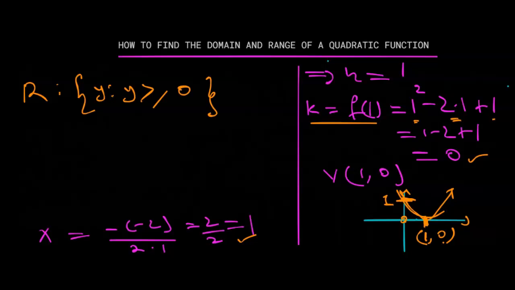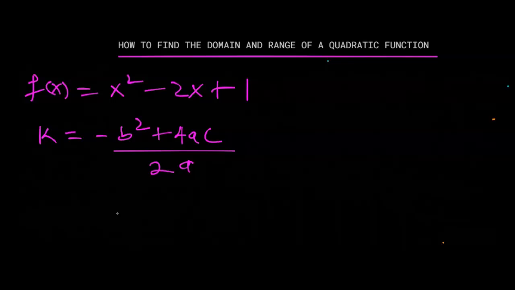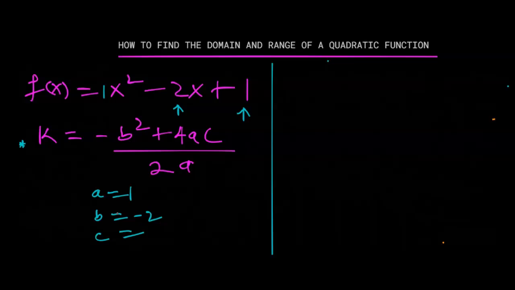And that's it. Another way by which we can find our k is to use this formula, that k is always equal to minus b squared plus 4ac all over 2a. And our a is equal to 1 here. Our b is equal to minus 2 there. And then the c is equal to 1 here. And so in this example, we calculate k straight away. We don't find x or h and put it back into the equation before we get k. We just use this to get our k.